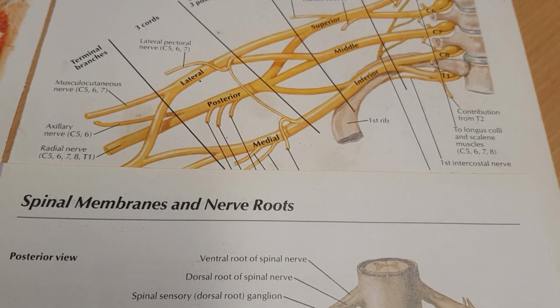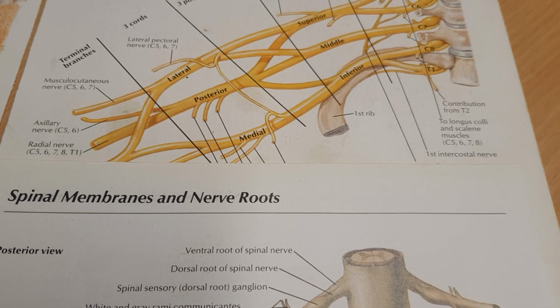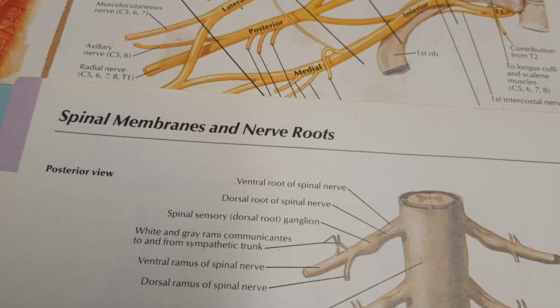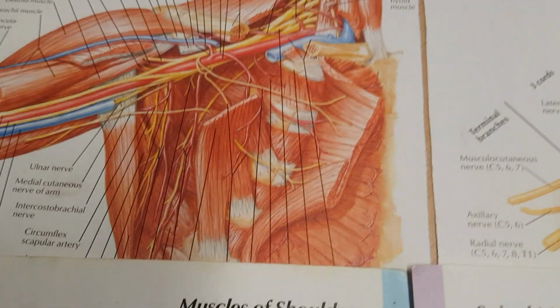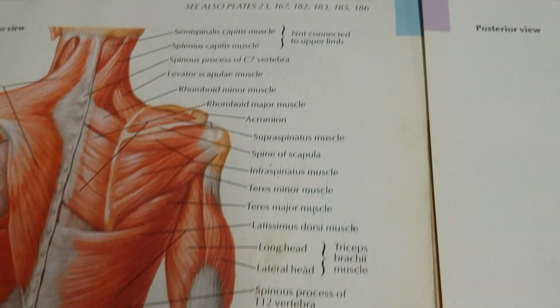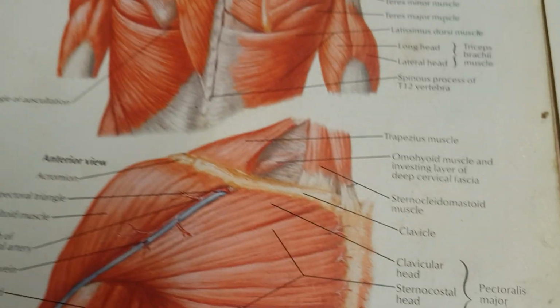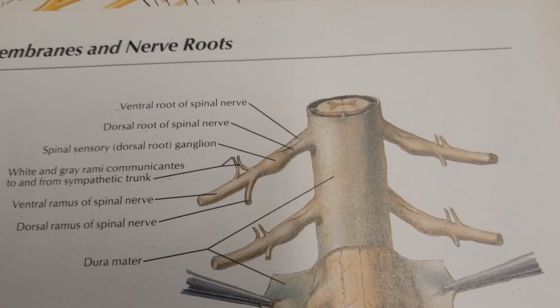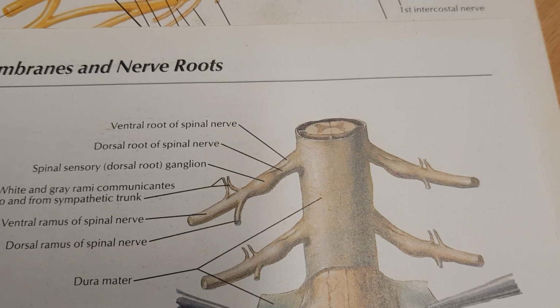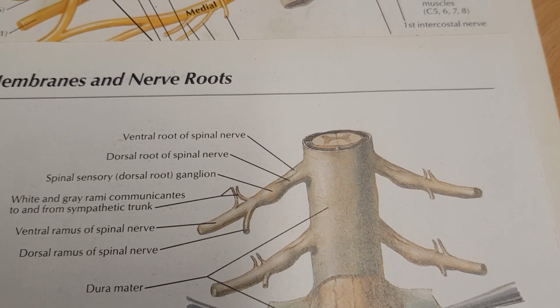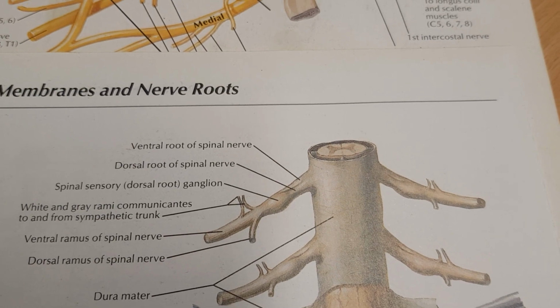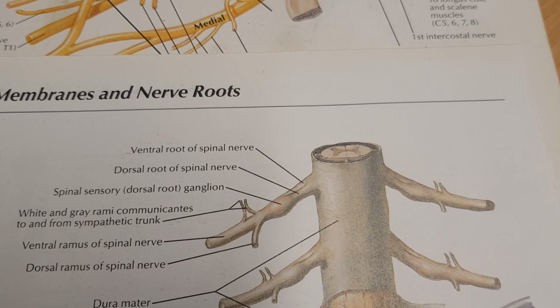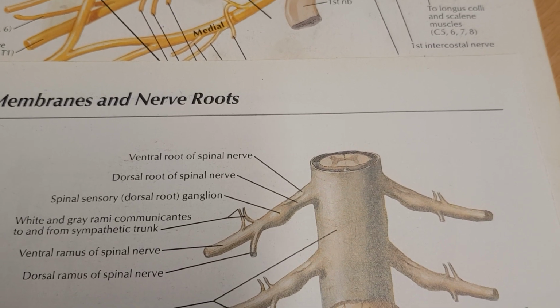The nervous system is divided into two: the central nervous system and the peripheral nervous system. The central nervous system is the brain and the spinal cord. The peripheral nervous system is all the individual nerves that connect the spinal cord to the periphery of the body.